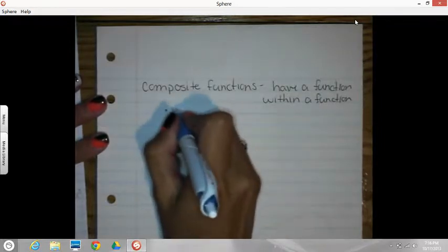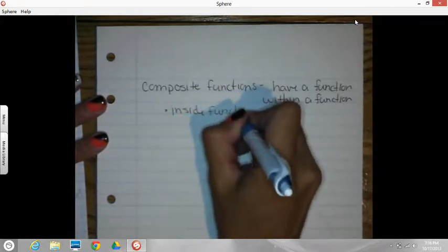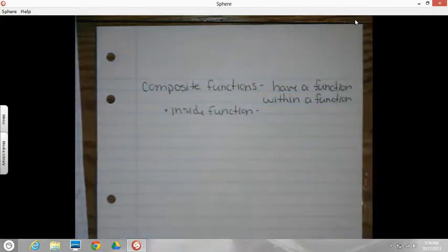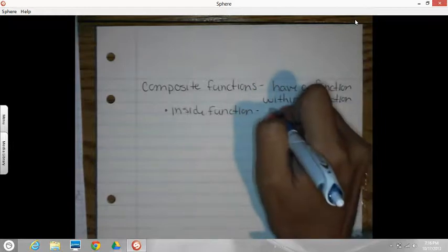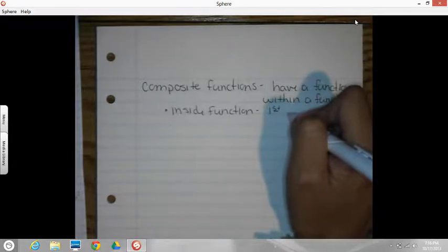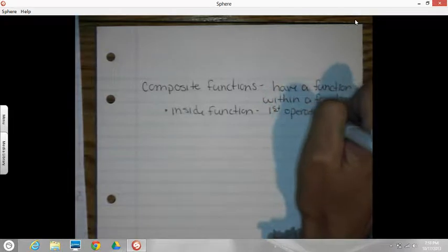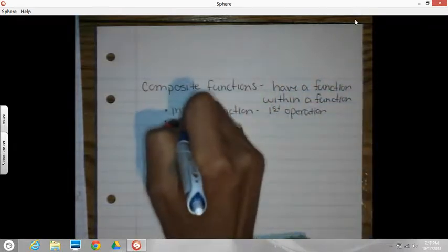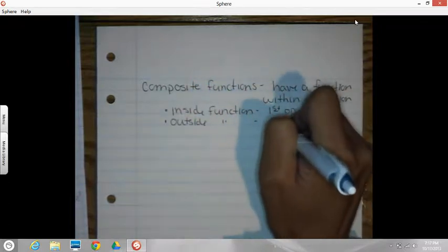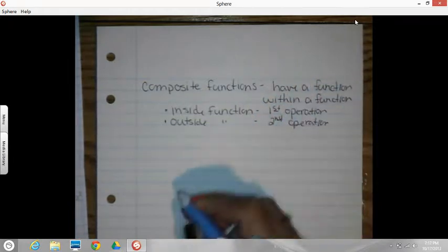The inside function is, if you typed it all in, it would be the first thing that a calculator would have to work out. So it's the first operation. The outside function is the second operation done. So inside and outside is what we need to be able to pick out.